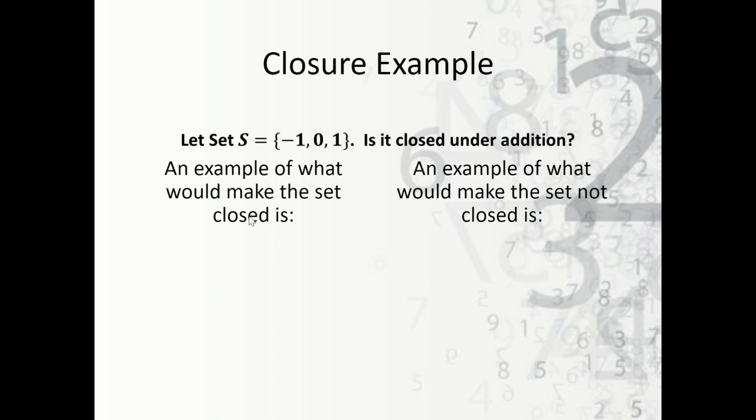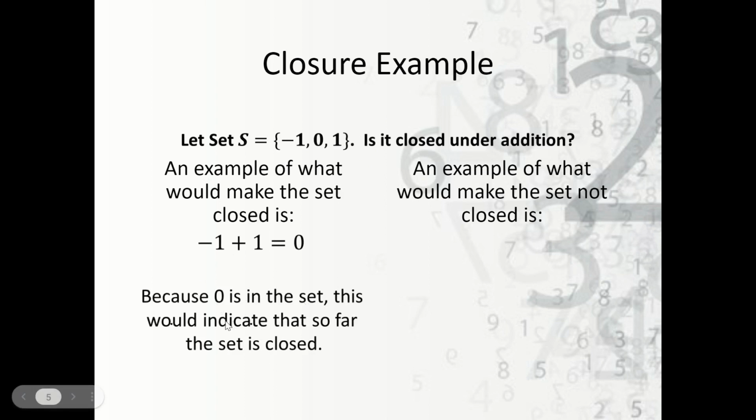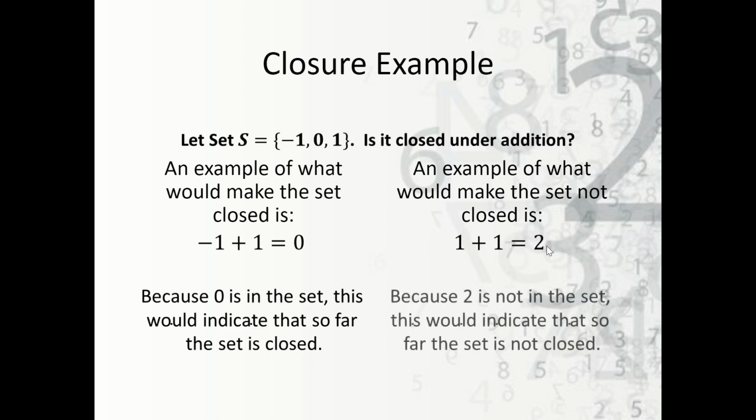So an example of what would make the set closed would be -1 plus 1 equals 0. Because 0 is in the set, it looks like it might be closed. Now, is there an example we can come up with that makes it out of the set? Well, if we add 1 plus 1, because we do need to include it plus itself, 1 plus 1 equals 2. Well, 2 is not in the set, therefore the set is not closed. And again, if there's even one example of this, it doesn't matter that the other part ended up inside the set. Because this one example is out of the set, the whole set is not closed.